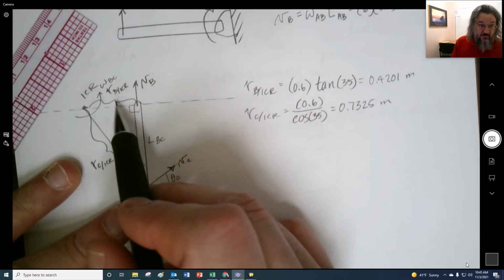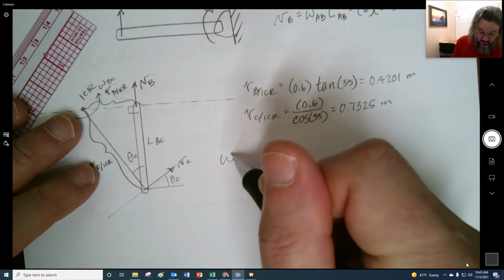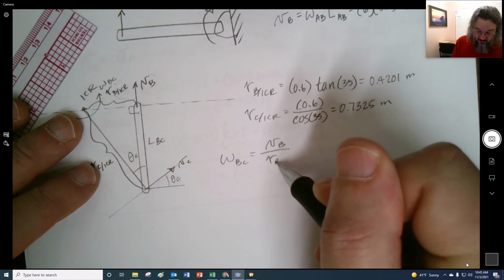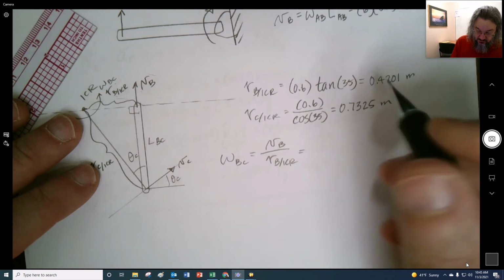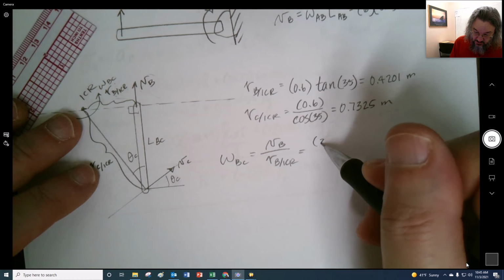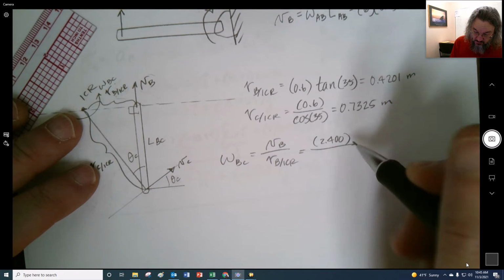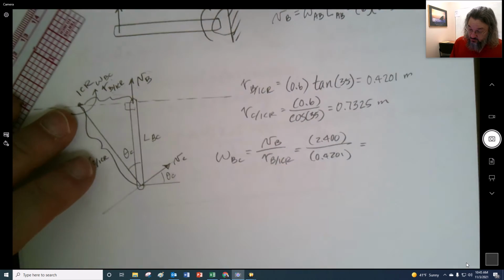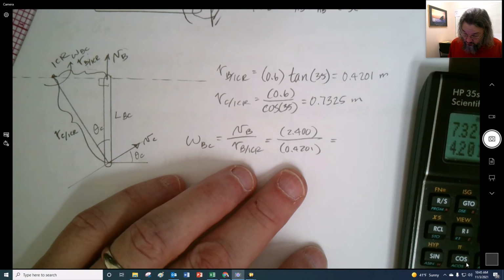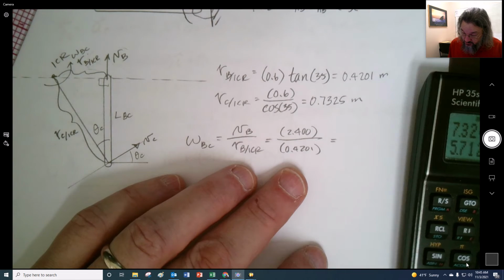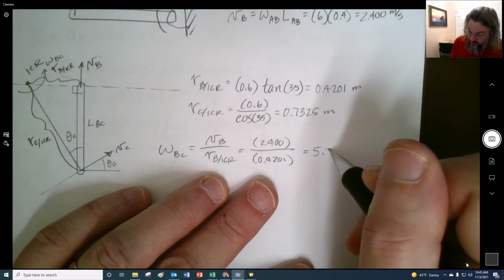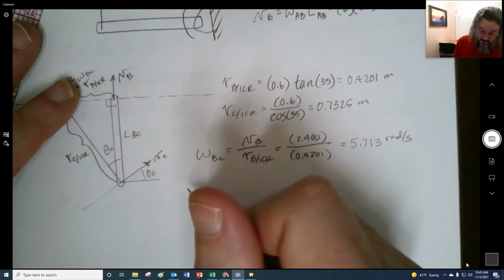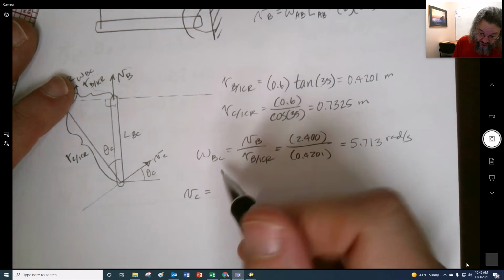We know the velocity of B. We can find omega BC by taking VB and dividing by the RB with respect to ICR. And that's 2.40 divided by 0.4201. I get 5.713 radians per second. And now I want to find the velocity of C.